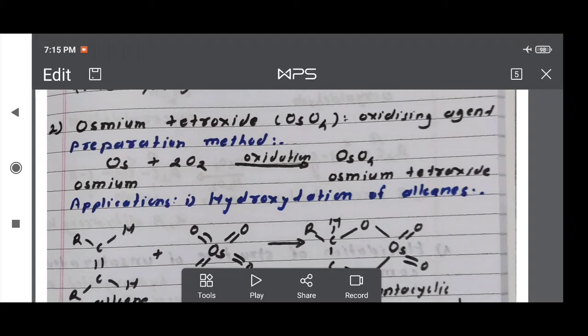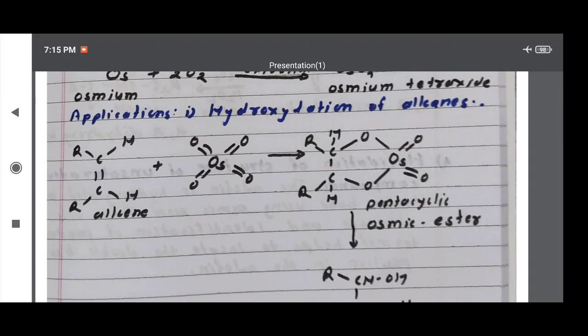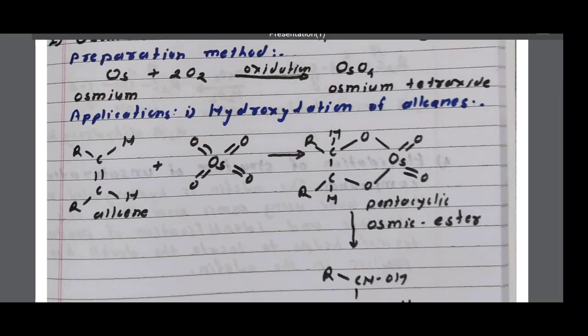First is the hydroxylation of alkenes. Last period we studied SeO2. SeO2 is used for trans hydroxylation. Here OsO4 is used for cis hydroxylation. Therefore, first we study hydroxylation of alkenes. Most often OsO4 is used for syn, or cis, hydroxylation of alkenes. Hydroxylation proceeds via the formation of a pentacyclic osmic ester of vicinal diols.